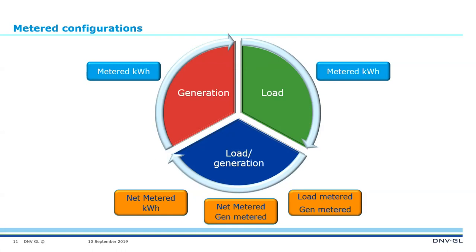So how many people have only net metering data and no generation data from their customers? Okay. So probably a small number. How many people get generator output as well as the net metering? Okay, so some more of you. And does anybody get load metered and generation metered separately? Yeah, you get one for each, do you? And a net meter value, or is that just calculated from the readings?